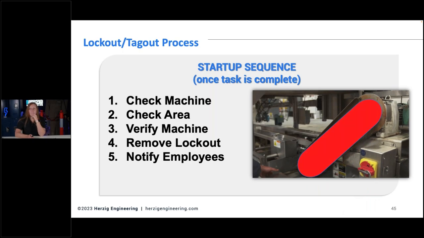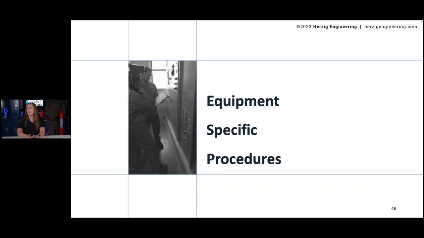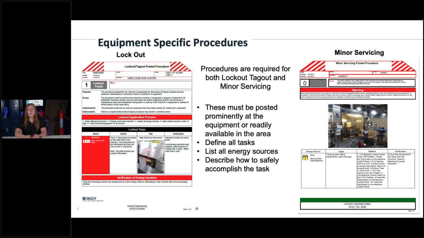Okay. Now, mind you, these steps are oversimplified. Really what you need are equipment-specific procedures. If there is more than one isolation point, you need to have some procedure in place to make sure people know which order to open them in. So for example, we've got LOTO procedures, minor servicing procedures. Those are two separate types. I'll briefly touch on minor servicing in a second.